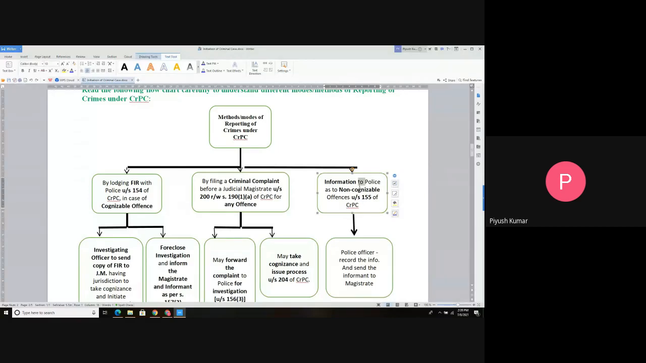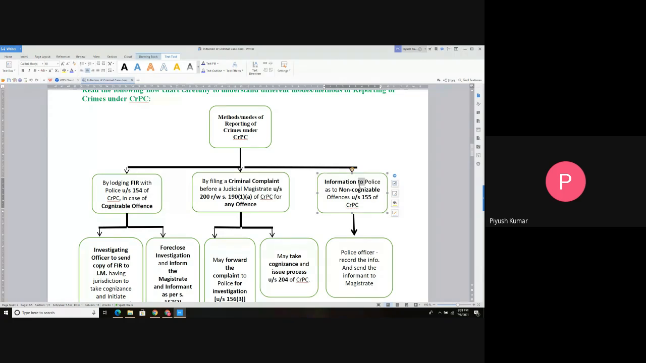So you can file a criminal complaint. The second mode of reporting the crime is by filing a criminal complaint before the jurisdictional magistrate, and it is a judicial magistrate. So mark it, it is a judicial magistrate. A criminal complaint can only be filed before a judicial magistrate, not an executive magistrate. Be it filing of criminal complaint, be it cognizance, be it trial, all these things, if they are being done under the provisions of CrPC by a magistrate, that magistrate is a judicial magistrate. Okay? So that will be done under section 200 read with 191A.